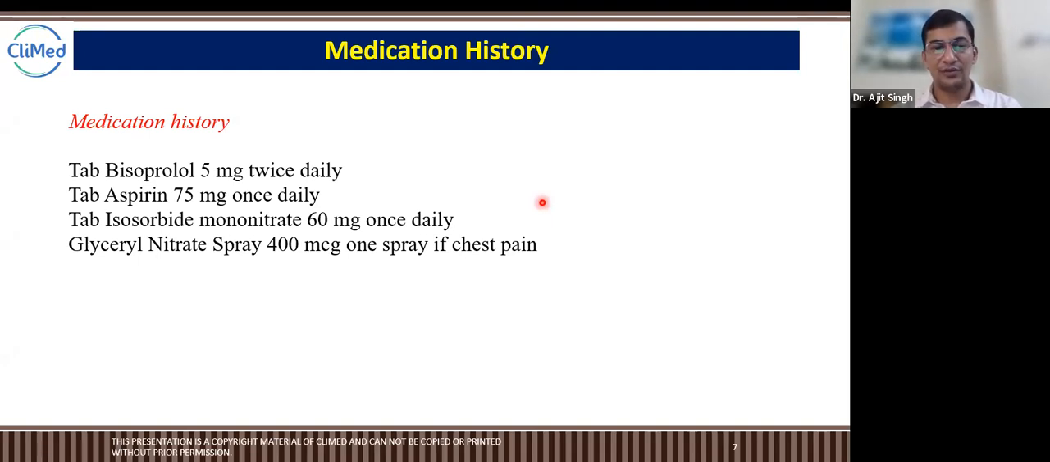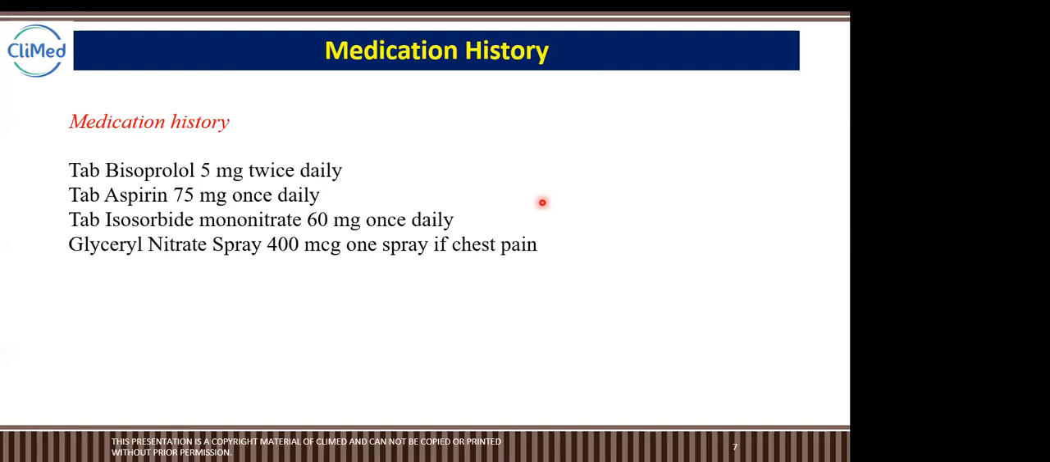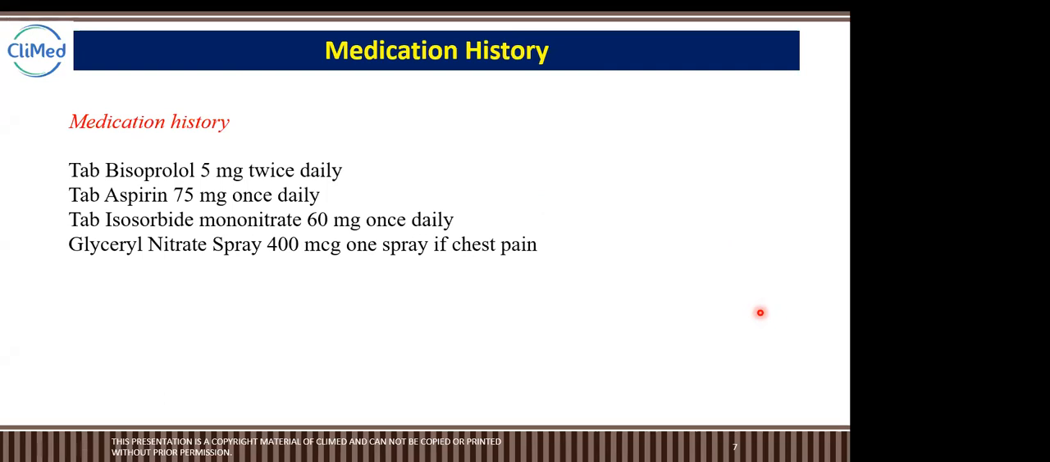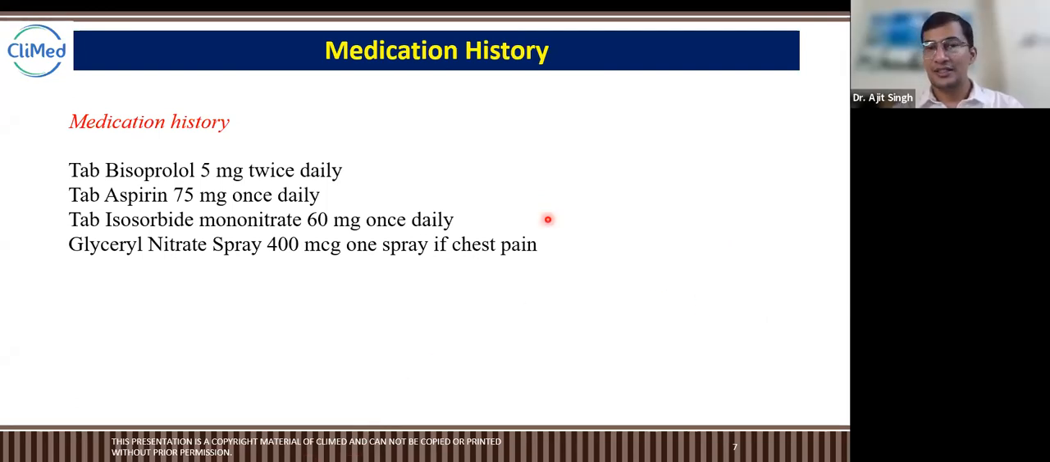Am I audible now? Yes, sir. Breathlessness, fatigue, JVP, orthopnea. No, first, signs and symptoms. Focus. Shortness of breath, tiredness, orthopnea. Okay. So, breathlessness, orthopnea, fatigue. Then come to the signs.